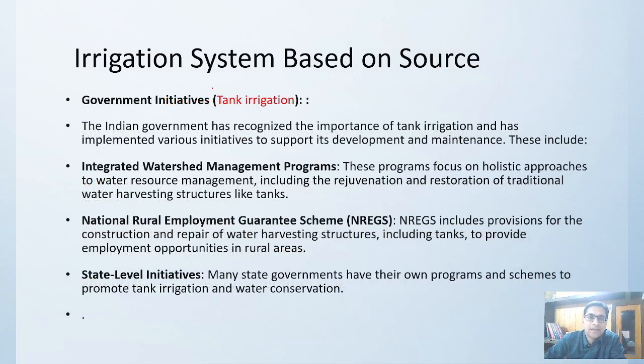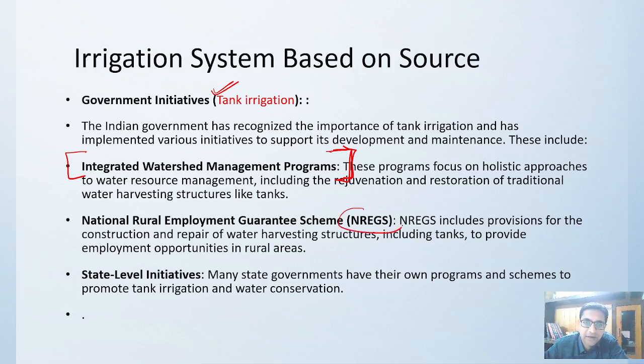Now, what initiative has the government taken? Government is running a very important program, integrated watershed management. Watershed management is a catchment area from where you collect the water. So all the resources in that watershed area, whatever biodiversity, water, ponds, lakes, are all included in that watershed area. So government is running the integrated watershed management program in order to enhance the rejuvenation and restoration of traditional water harvesting practices like tanks.